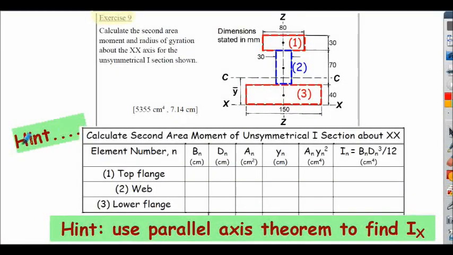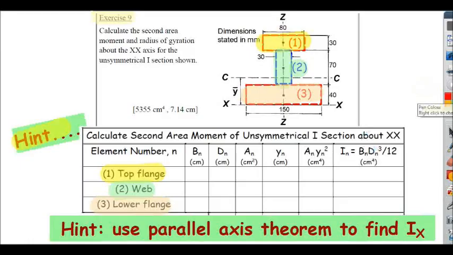Exercise 9. Suggested hint is to use a table construction to calculate the area of the 3 rectangular sections. We have the upper flange, the top flange, labelled as item 1. We have the web, rectangular section, labelled as item 2. And we have the lower flange, lower rectangle, item 3. To help structure your solution, you can fill in the table.